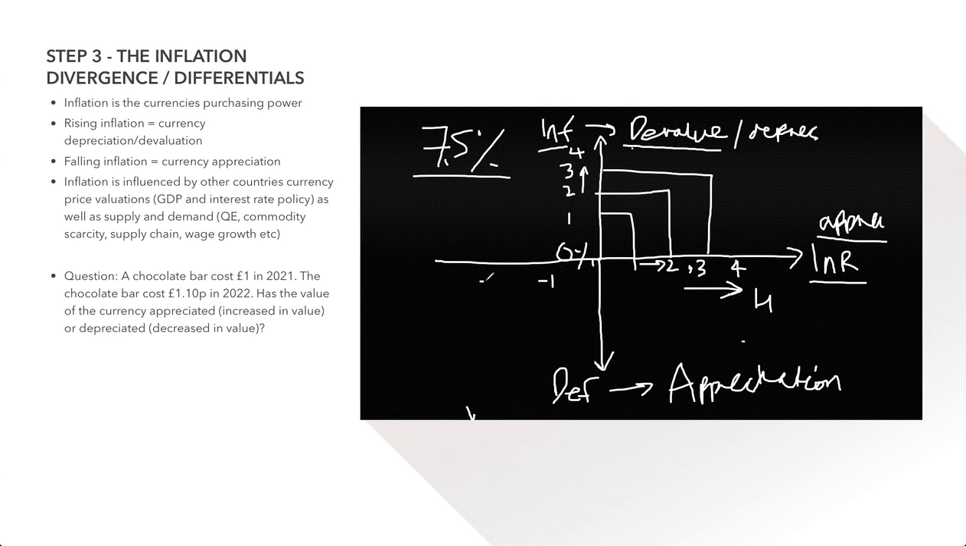So -1, -2, -3, for example. And what that is, and deflation would be, for example, -1, -2, -3. And remember, deflation is currency appreciation. So as the currency gets more expensive and appreciates, remember, if this is an appreciation, cuts mean devalue or a depreciation, right?